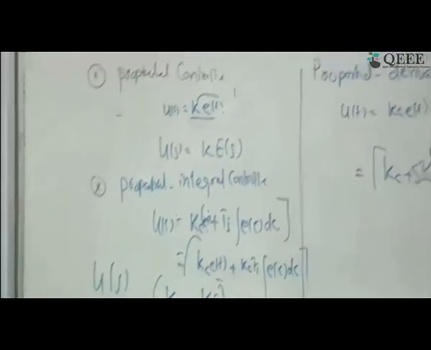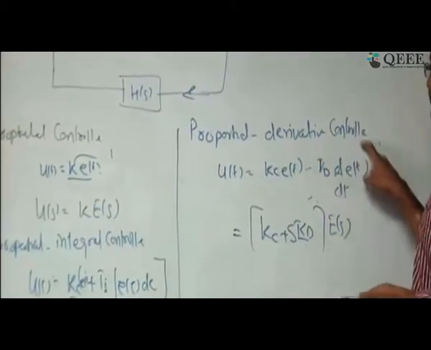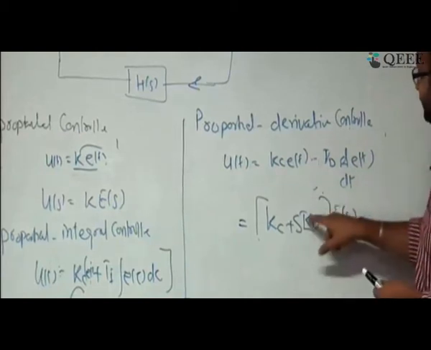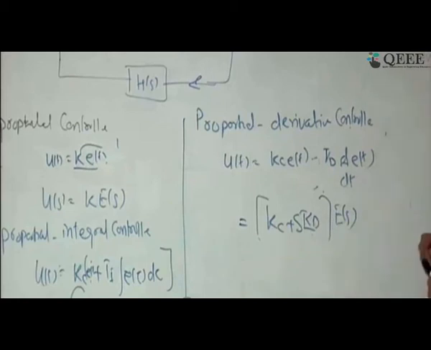And proportional derivative means there are two terms, proportional plus derivative, because you are taking a derivative of the error. So the entire term is going to be Kc plus Kd s. You know that if you take a Laplace transform of a derivative term, it is going to be s E(s). That's why it has come. All of you must be aware of this from the fundamentals of Laplace transform, which we have done.